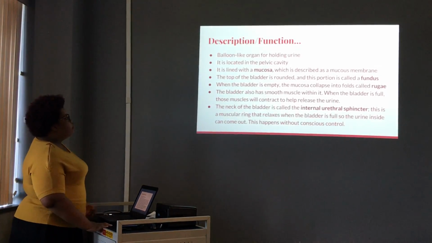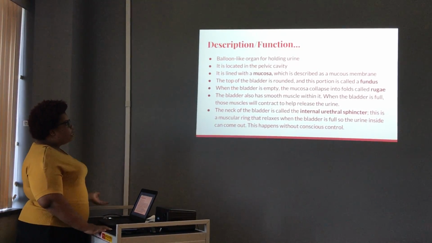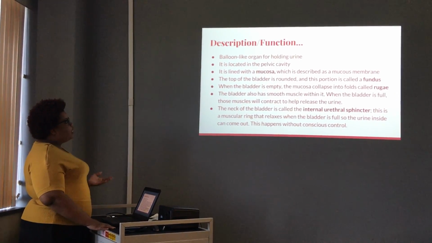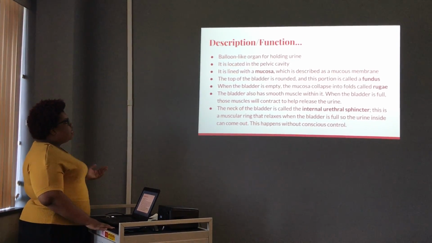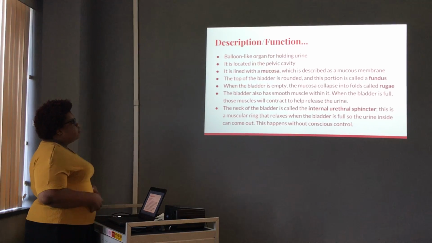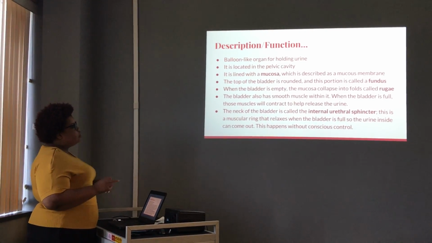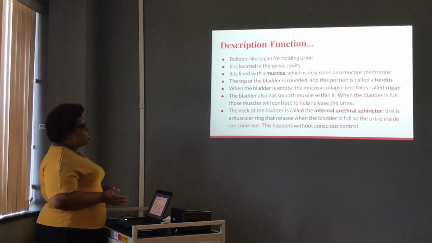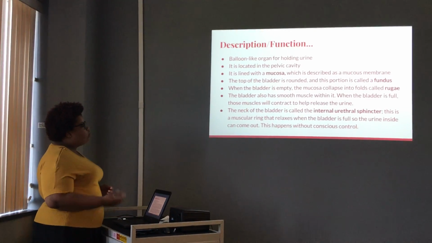So, the function of the bladder and description. The bladder is a balloon-like organ for holding urine. It is located in the pelvic cavity. It is lined inside with a mucosa, which is a mucous membrane. The top of the bladder is rounded, and this portion is called the fundus. When the bladder is empty, the mucosa collapses into folds called the rugae.